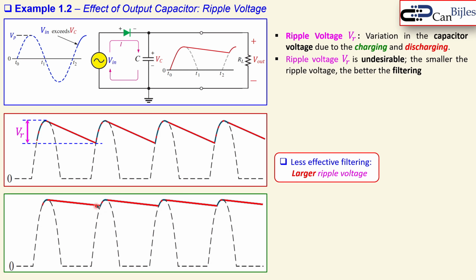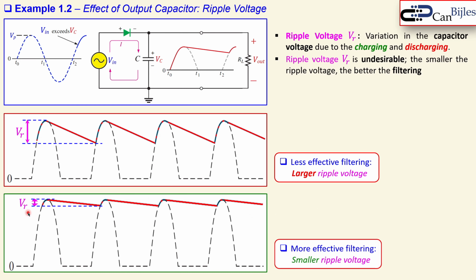But if I have another example, which is shown here, and this is caused by different configuration or different component values, now you have this VR again, and now you have more effective filtering, and it is smaller ripple voltage. So the ripple voltage is given by this expression, which is an approximation.